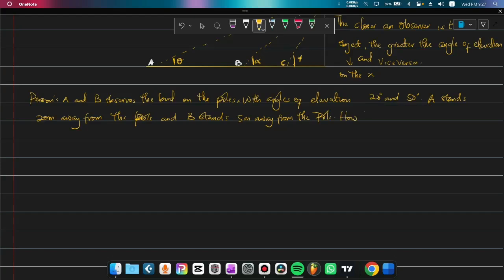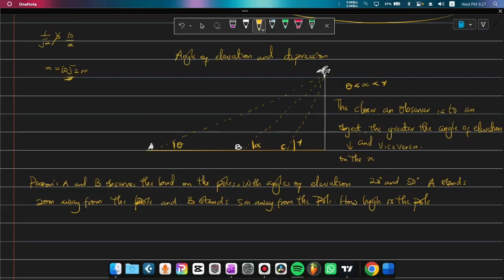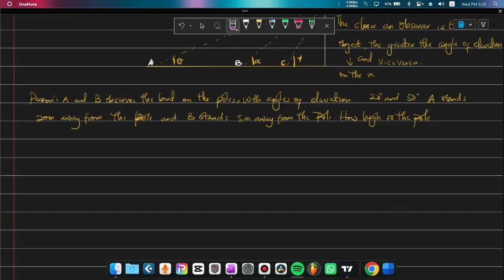How high is the pool? Here, if we try to graph this, we have an example of the graph. Okay, let me try and make the graph. Don't let me be lazy. Let's say we don't know who is farther away from the pool. I said A is 20 meters away.